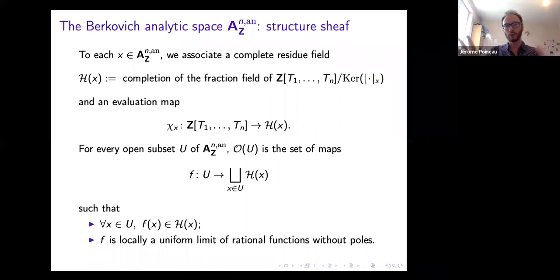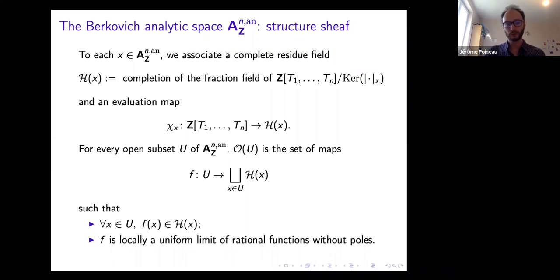Okay, so you have all the different residue fields, which can be complete fields with different residue characteristics and even different characteristics. And when you have them, it gives you a way to evaluate maps. And so when there are complete fields, you have a nice notion of limit. So it gives you a way to speak of uniform limit of functions.